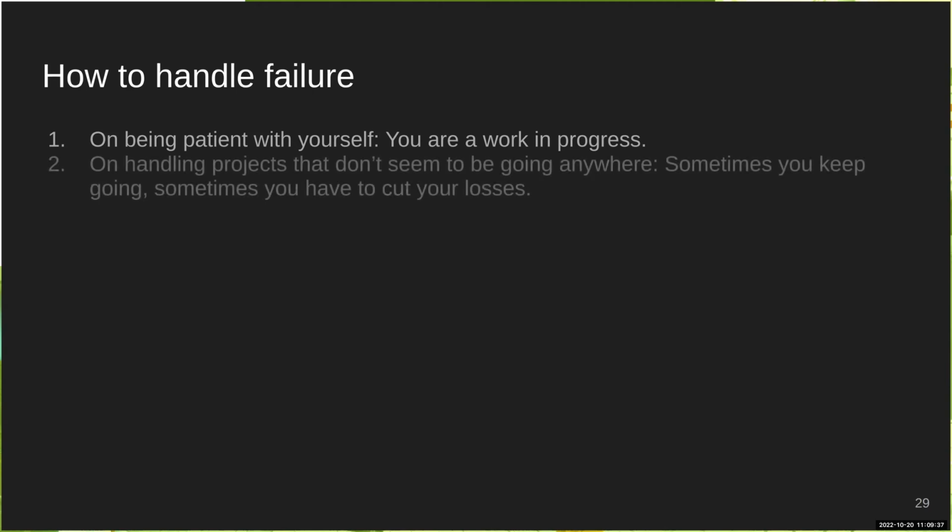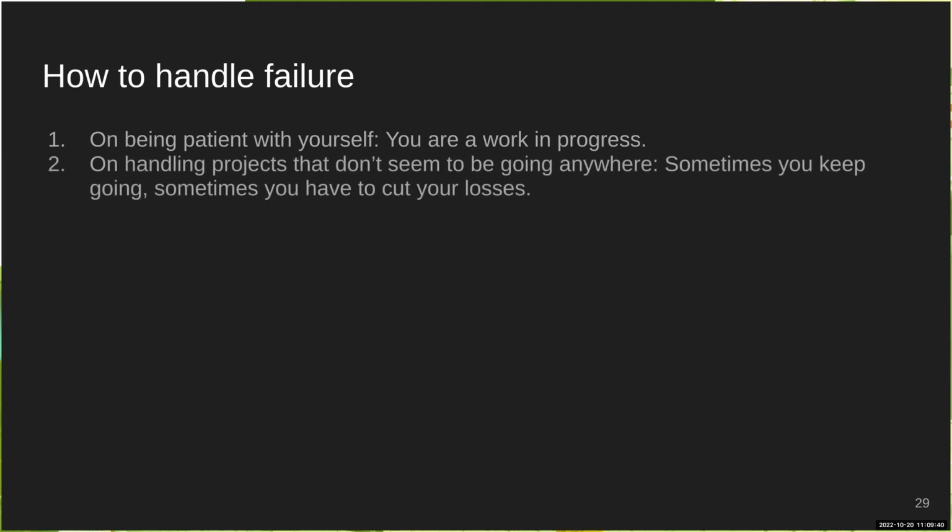Okay, now this one slide is how to handle failure. At least how I look at it. 1, be patient with yourself. You are a work in progress. I haven't met someone who isn't a work in progress. I turn 40 years old soon. I'm still a work in progress. I think most of you are younger, except for maybe Jerry. Okay, we'll go with that.